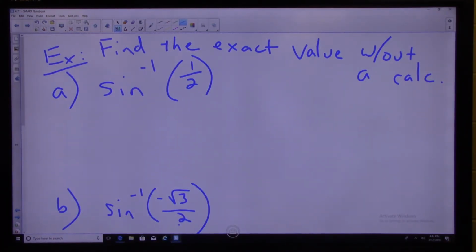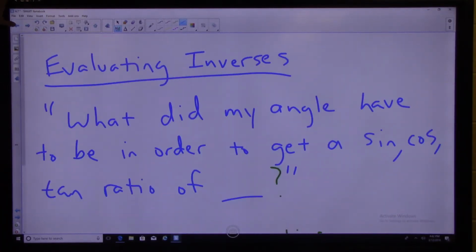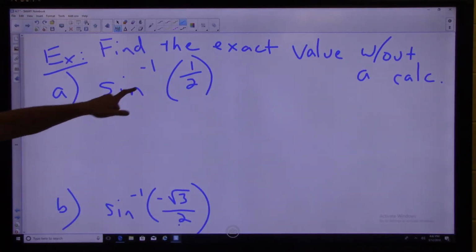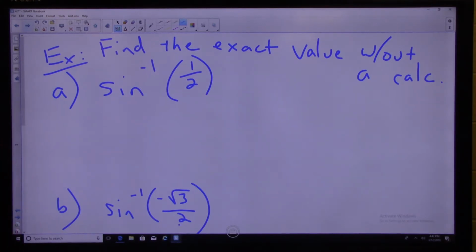So if we have the inverse sine of 1/2. Let me go back to this one page here where we asked this question. If you want to evaluate an inverse, you need to think this: what did my angle have to be in order to get, in this case, a sine ratio of 1/2?